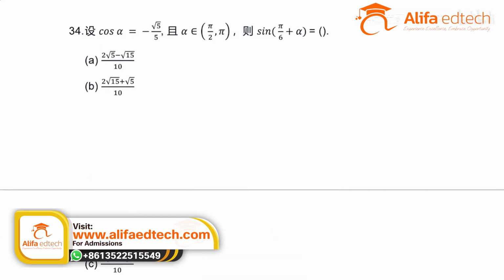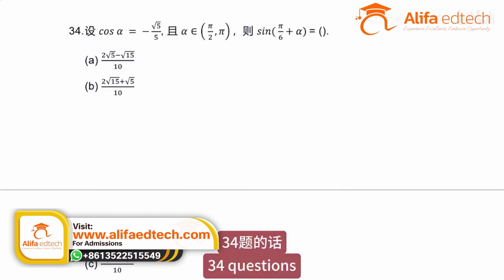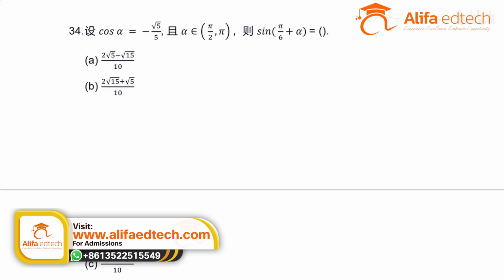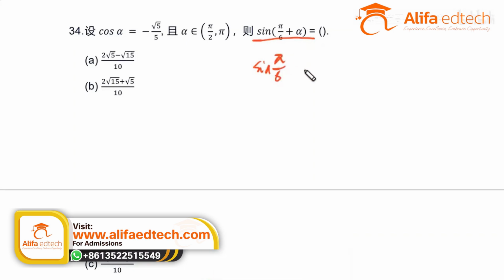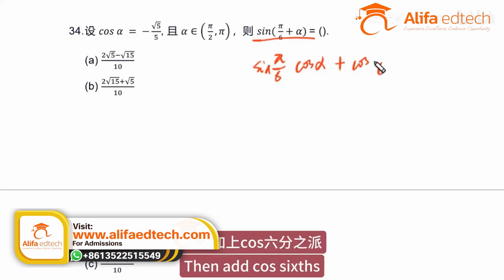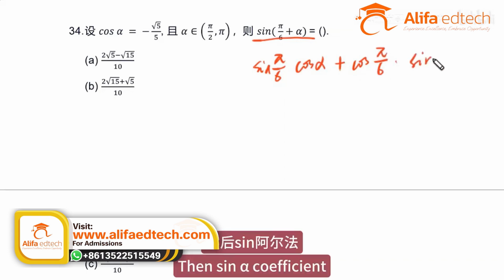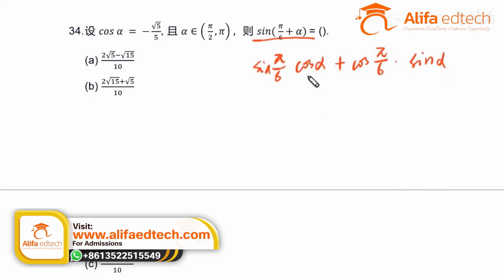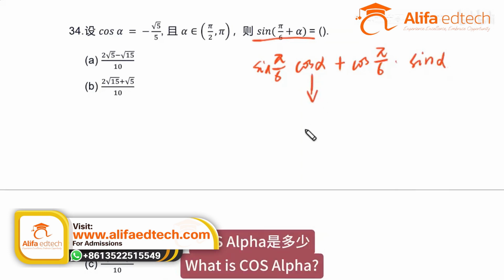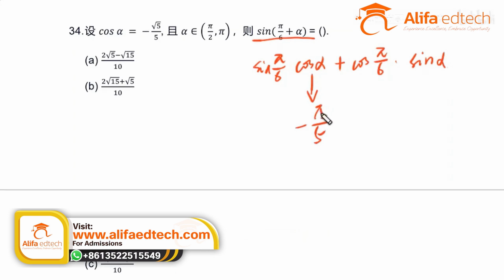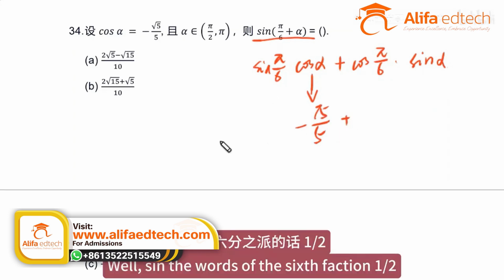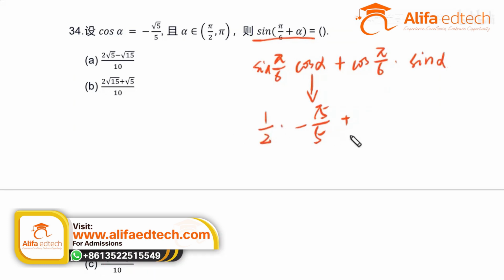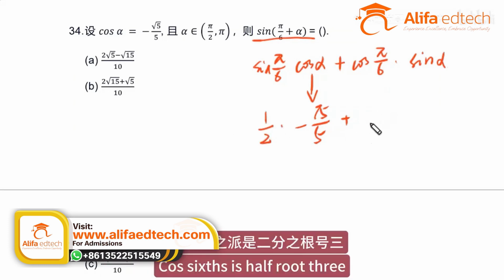Question 34. For question 34, let me break down this formula for everyone. It's sine of pi over 6 times cosine alpha, plus cosine of pi over 6 times sine alpha. So now we need to know what cosine alpha is, right? It's negative square root of 5 over 5. And sine of pi over 6 is 1/2. Cosine of pi over 6 is square root of 3 over 2.